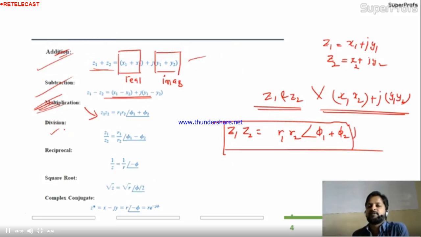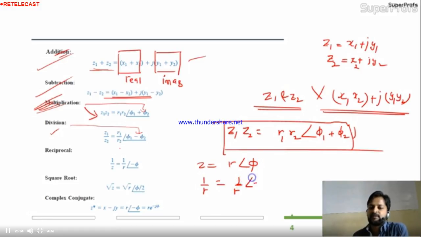What about division? In multiplication and division, the polar form is best. In division, z1 by z2, the magnitude is r1 by r2, and the phase is phi1 minus phi2. In division, we subtract the angles. In multiplication, we add the angles, right? What about the reciprocal? If z is r phi, what about 1 by z? 1 by z is nothing but this: r becomes reciprocal, 1 by r, and phi comes with a minus sign, right?